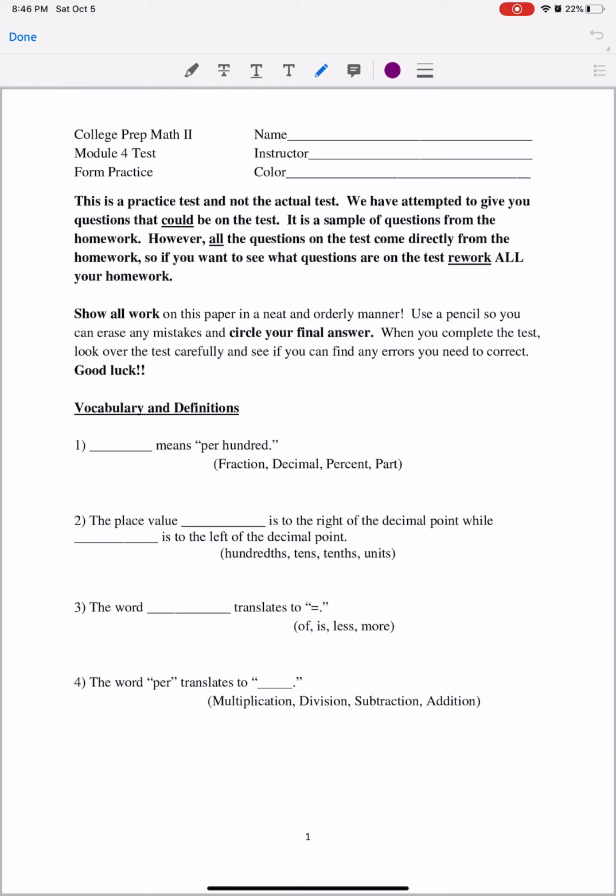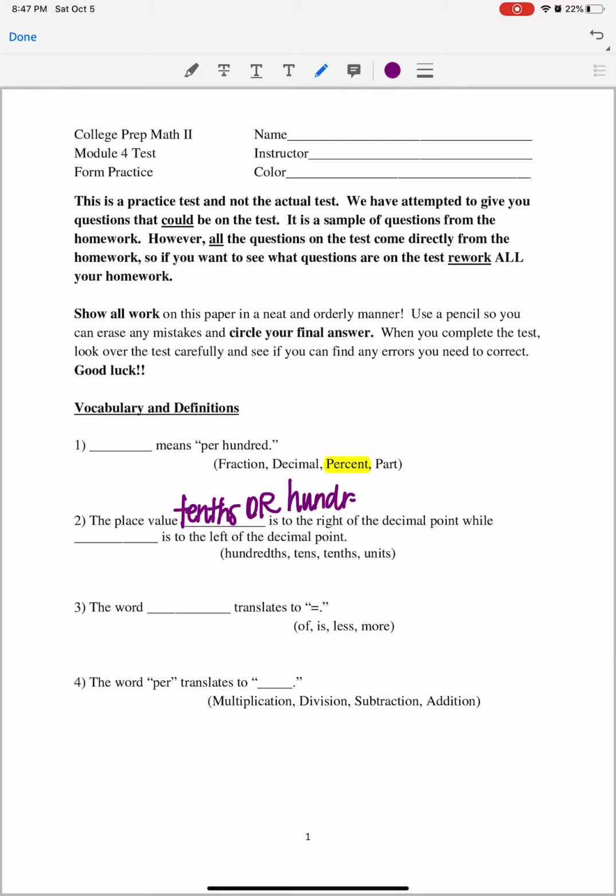We first have vocabulary and definitions. It says blank means per 100. That is percent. So percent means per 100. Now on 2, you have two different options for the first one. The place value blank is to the right of the decimal point. You can either put in your tenths. I'm going to not circle tenths. Okay, tenths would work. What else is to the right of your decimal place is your hundredths place.